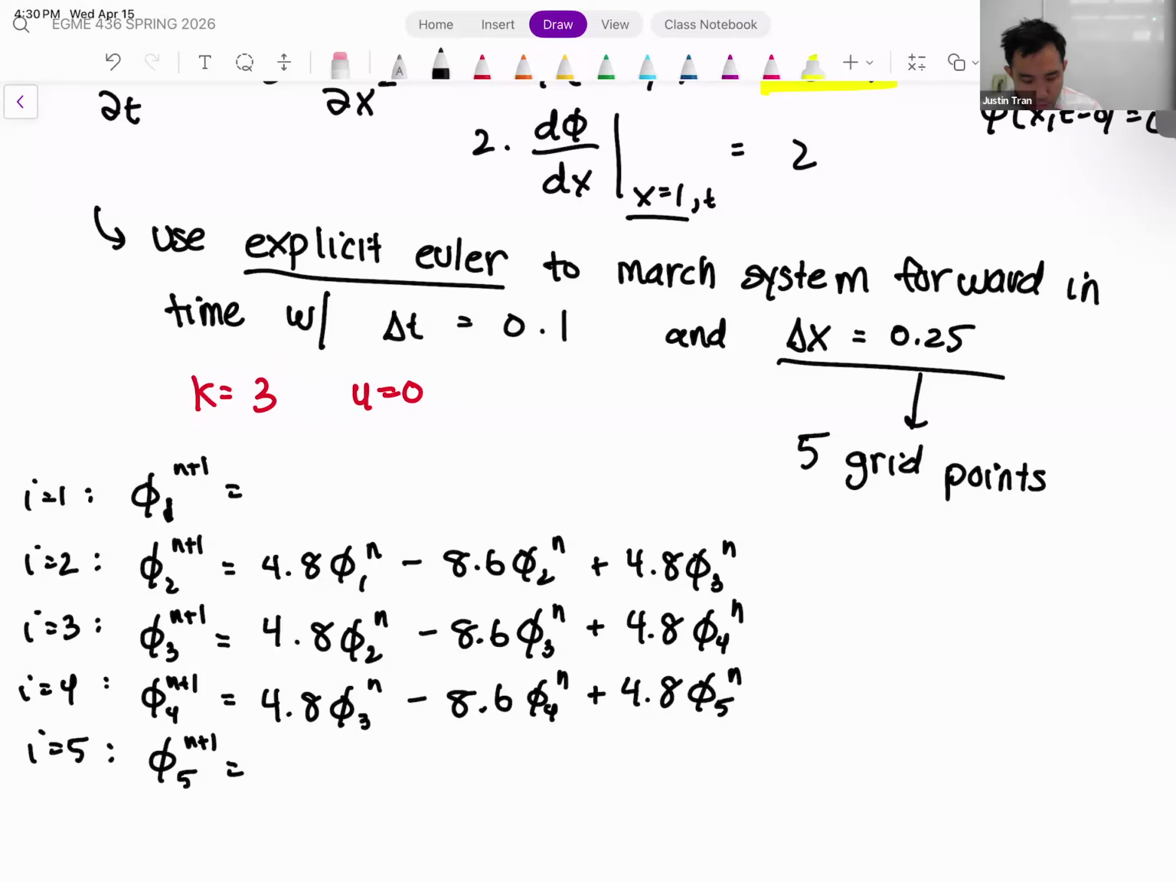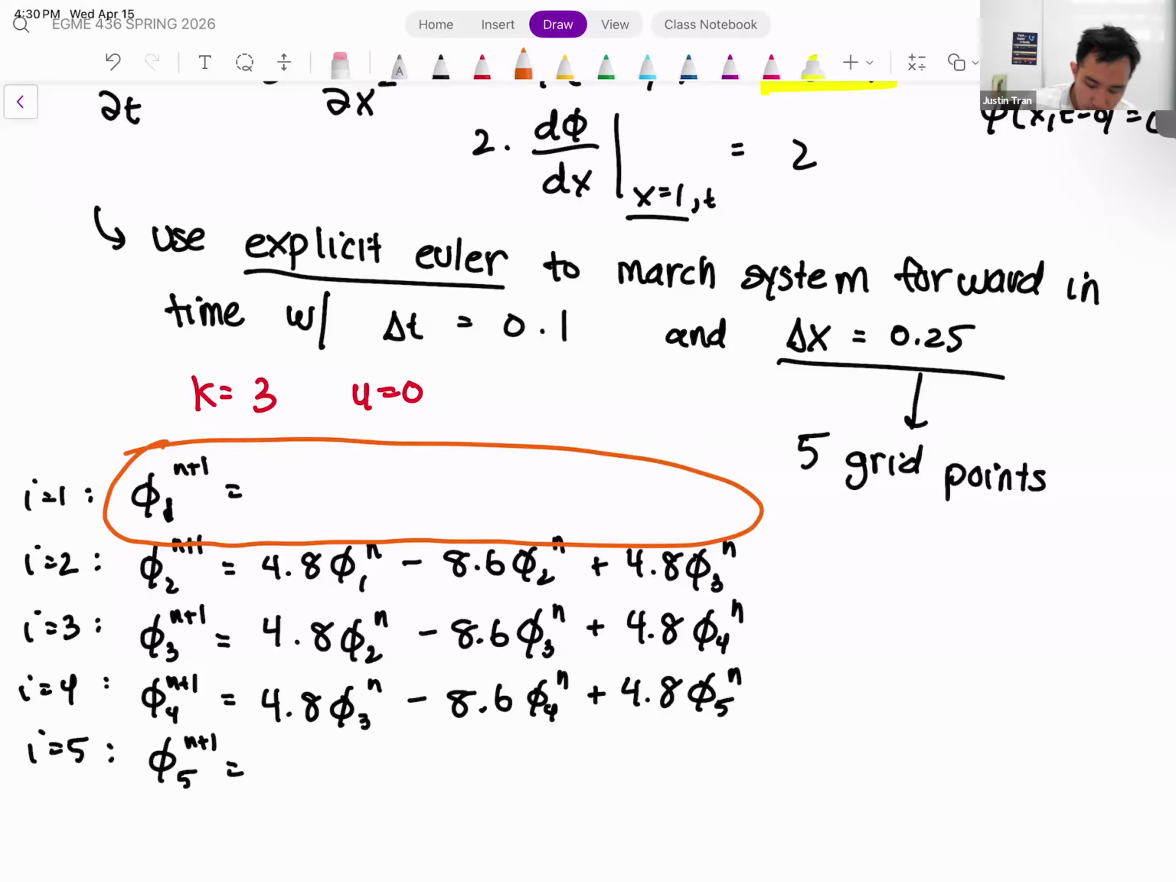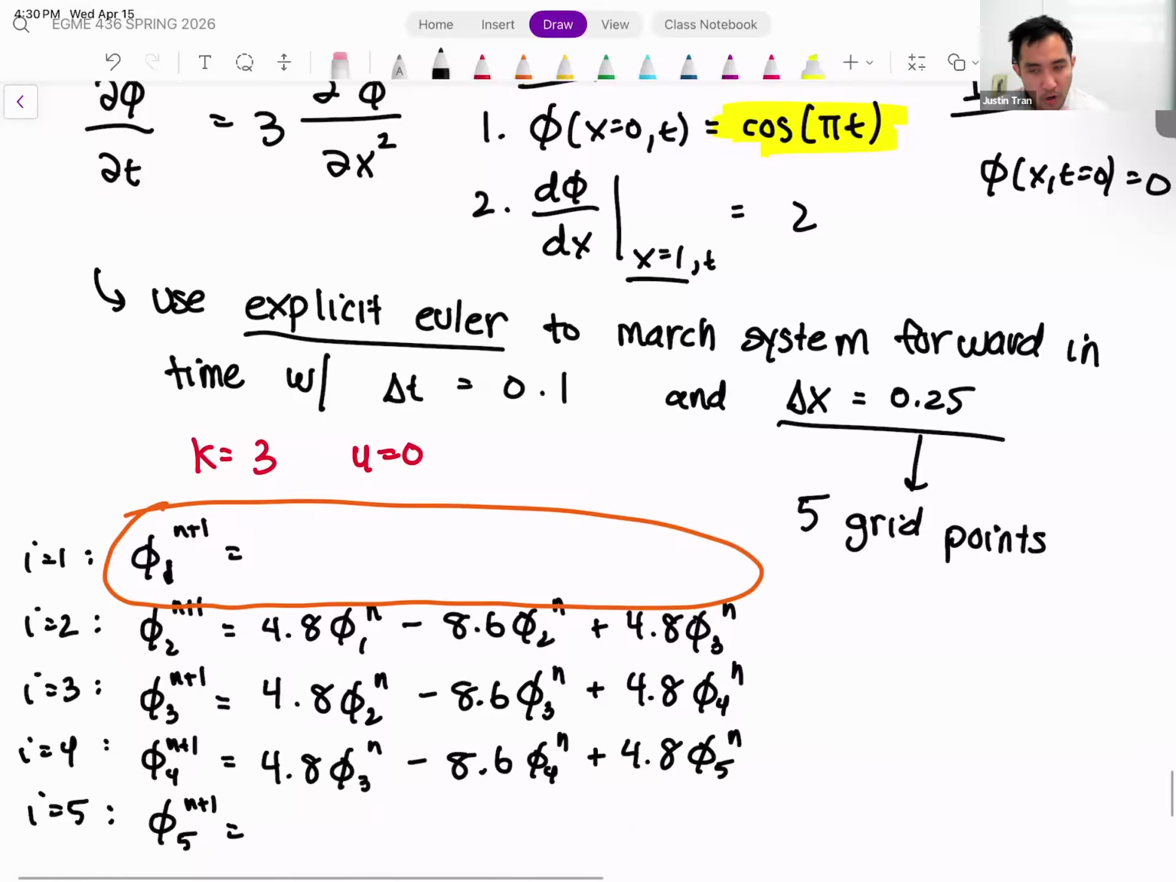But what I do want to focus on is the boundary condition, because this is one where something is going to change with time. According to our boundary condition here, phi 1, or basically the value for phi at x equal to 0, is equal to cosine pi times t. The way we write this is we write out the function, so this is going to be cosine. But we're going to apply it at the current time step, so that t n there is the current time for this particular time step.